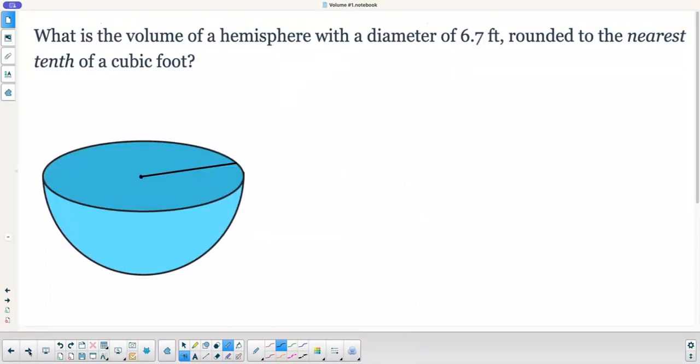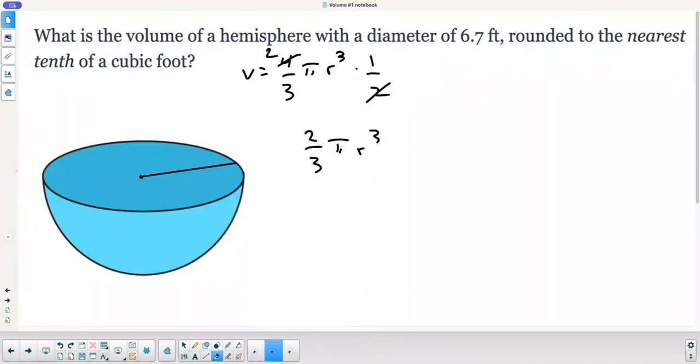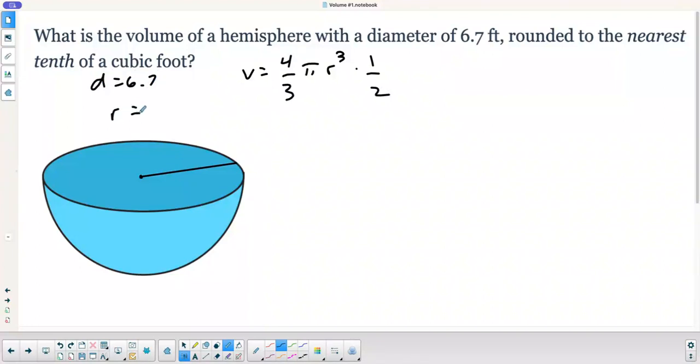And then a hemisphere is half of a sphere. I know I could simplify this formula, I just times it by 1/2. You could, if you wanted to, reduce this and make that 2/3, but I feel like that's more confusing, so I'm going to just leave it like that, times 1/2. So if your diameter is 6.7, you got to divide it by 2 to get your radius. 3.35 is my radius.